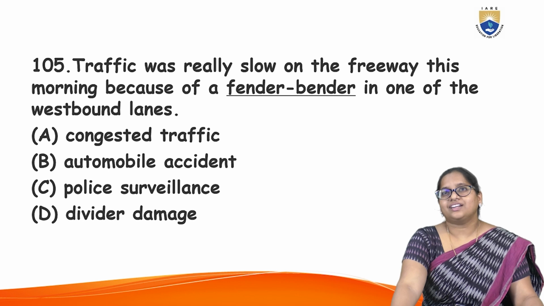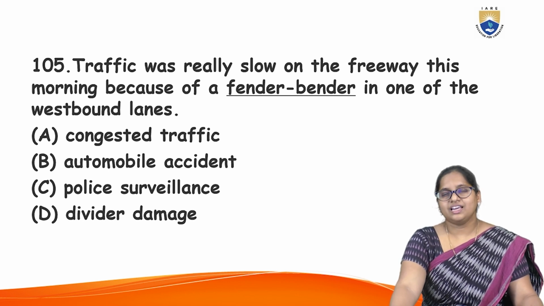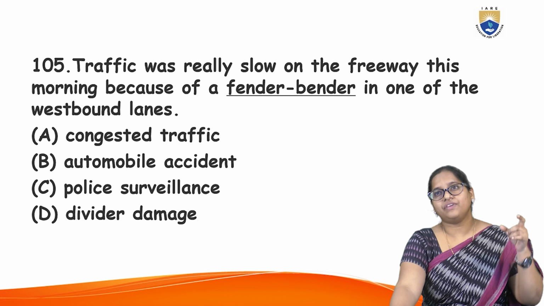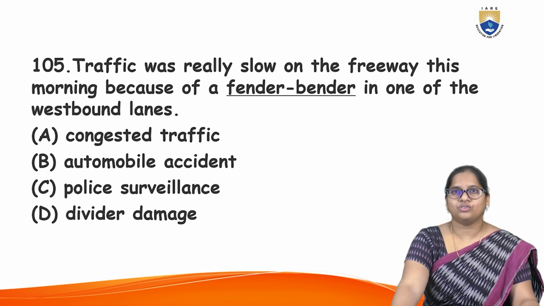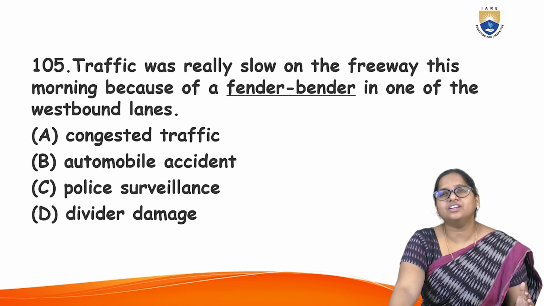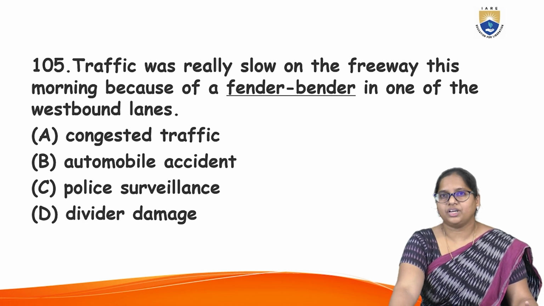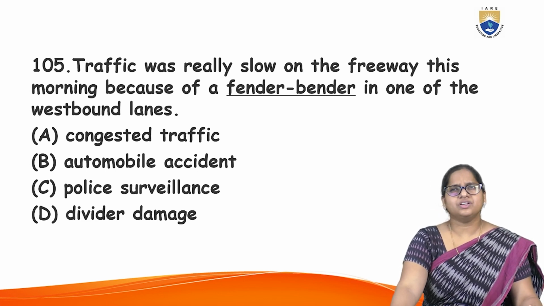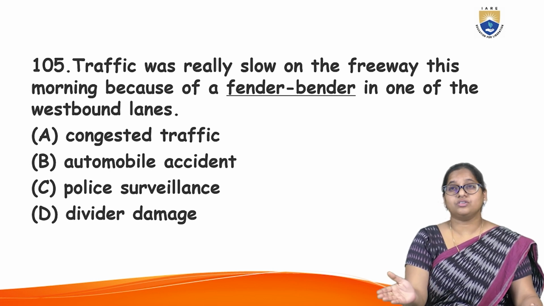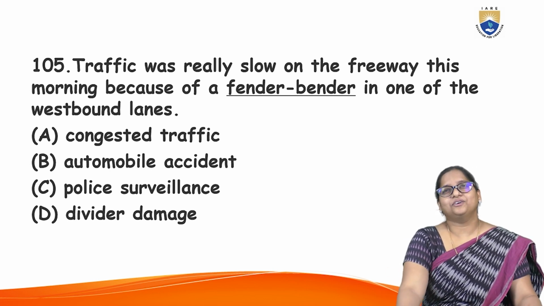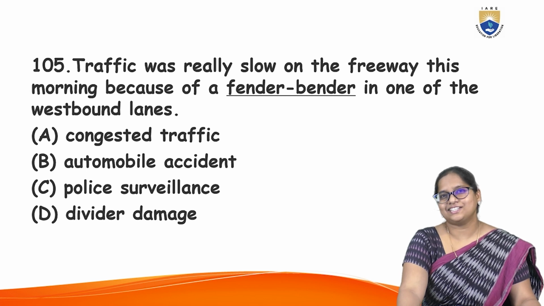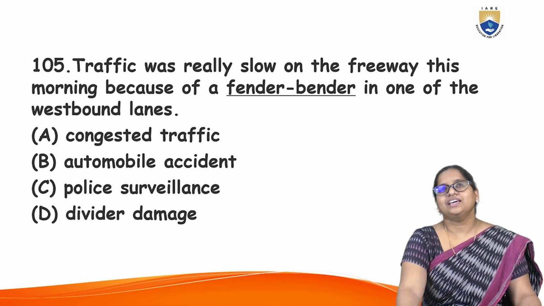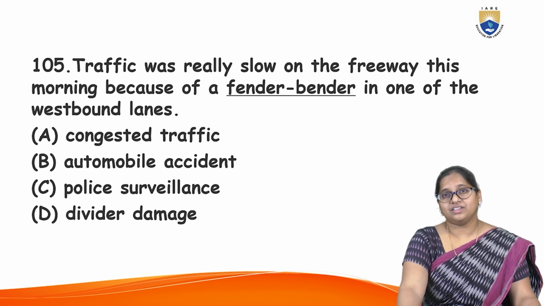Question 105. Traffic was really slow on the freeway this morning because of a fender bender in one of the westbound lanes. Now, traffic was really slow on the freeway. It was because of a fender bender in one of the westbound lanes. Number 1, congested traffic. Number 2, automobile accident. Number 3, police surveillance for divider damage.